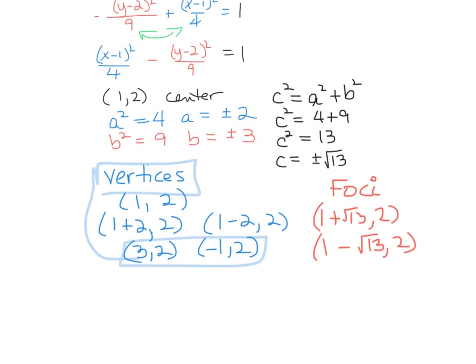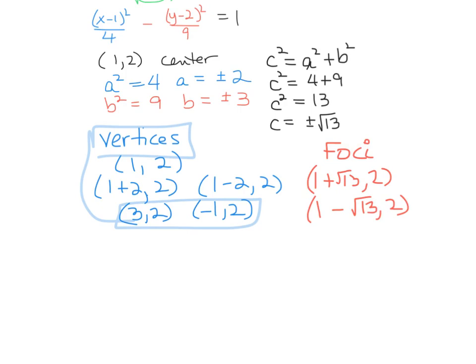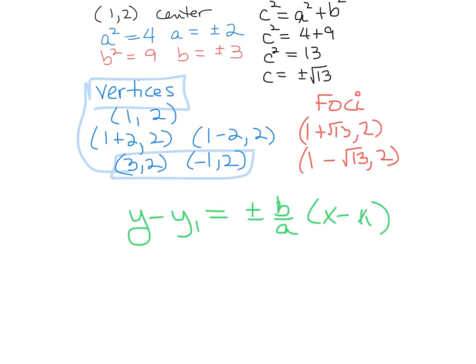I also need asymptotes. So for the asymptote, when the x squared comes first, I'm going to do y minus y1 equals plus or minus b over a times x minus x1. x1 and y1 are the center. So it's really going to be y minus 2 is equal to plus and minus 3 over 2 times x minus 1.